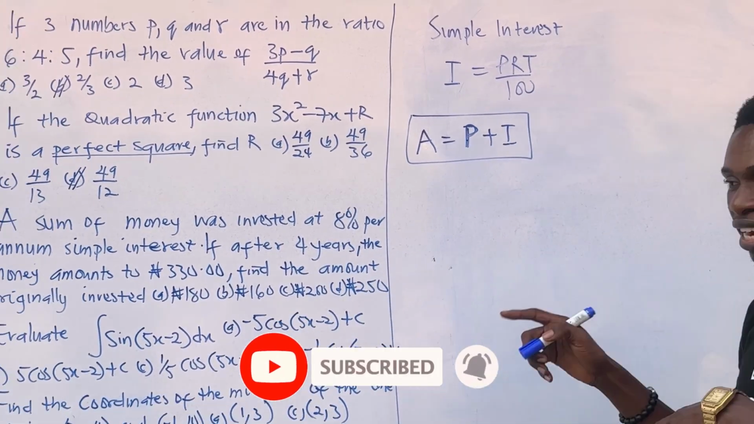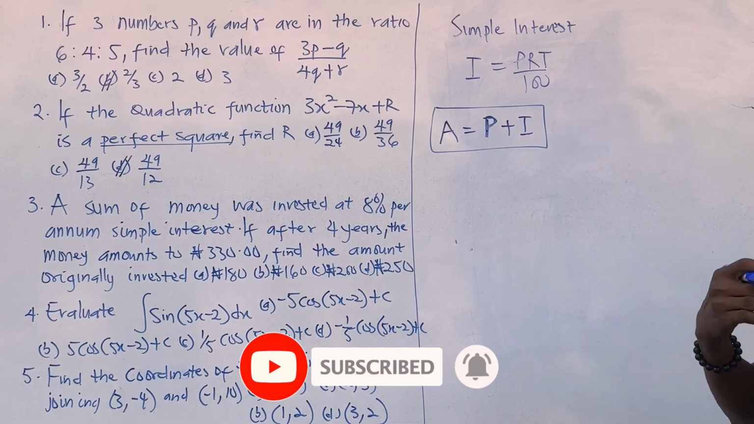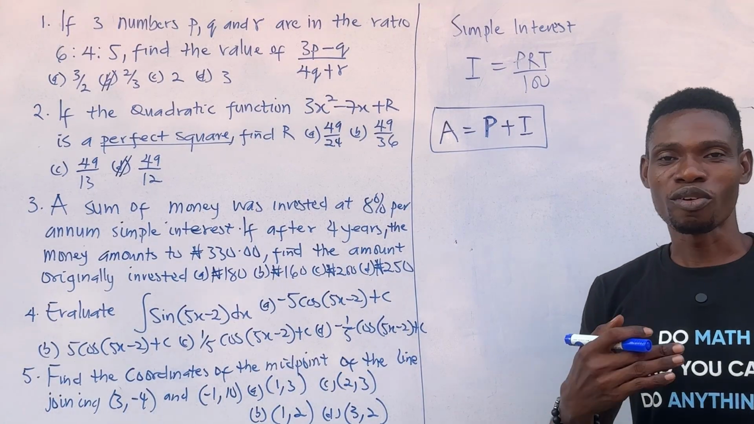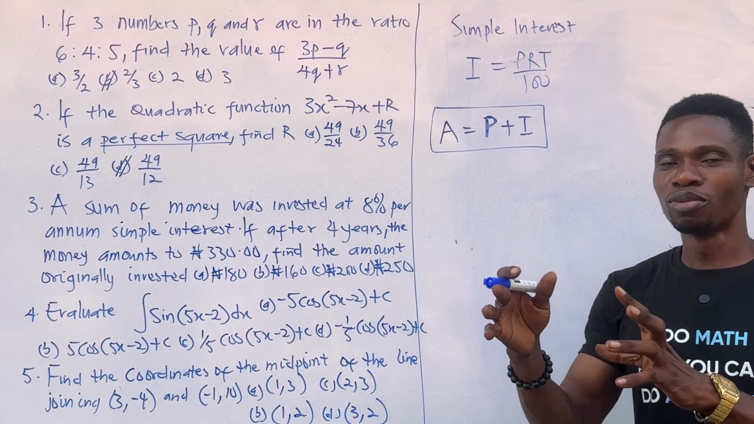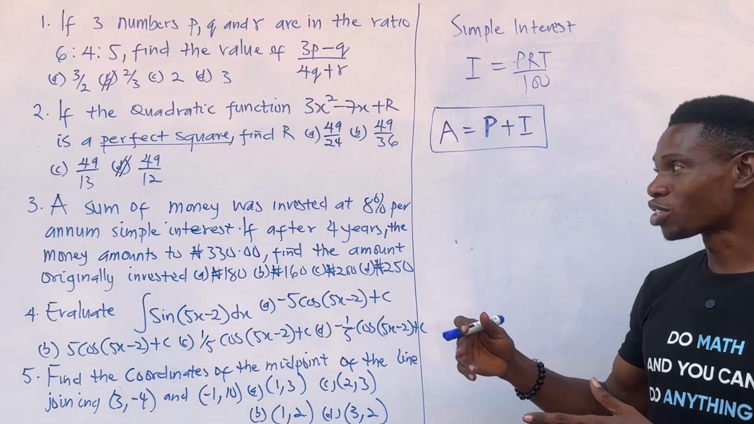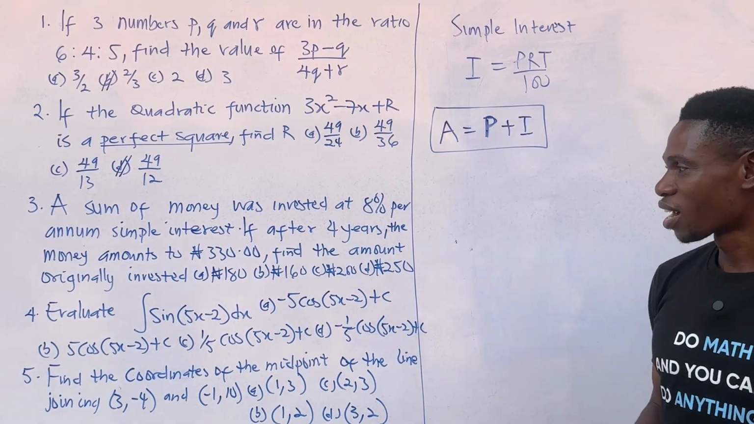I've explained that earlier. So if you are given time in months, you have to convert it to years. Don't forget, 6 months is half a year. So you have to do that conversion before you do this calculation.